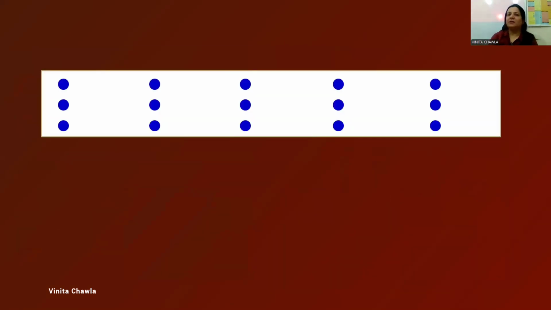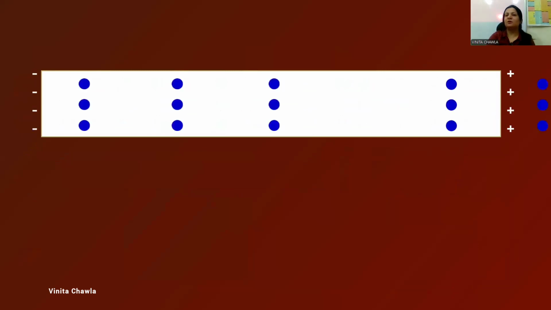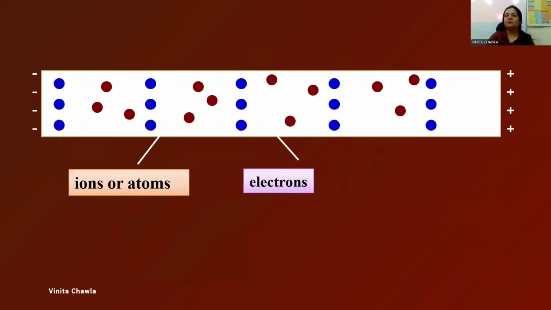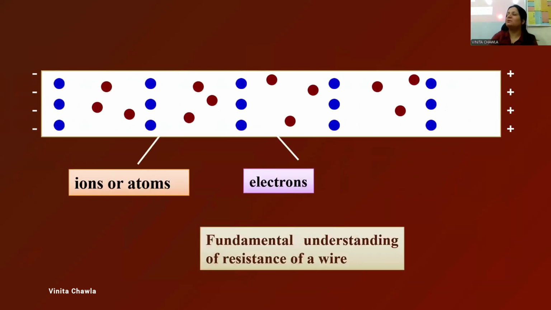See, we have a conductor and these blue dots represent electrons. When we apply a potential difference across the conductor, electrons will drift towards the positive end. There are atoms or ions present in the conductor, and because of the collision of electrons with the atoms or ions, there is resistance. They offer resistance. They collide and this is the cause of resistance.